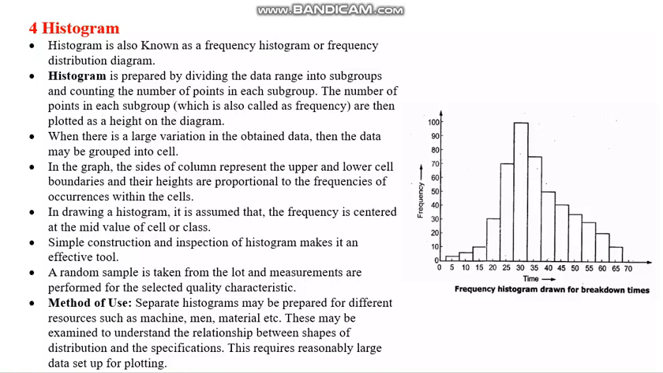When you're drawing a histogram, what we normally assume is that the frequency is shown in the middle. That means if something is between the classes 20 to 30, we will show the dot or point at 25. So that will be the midpoint, the center value or the mid value.